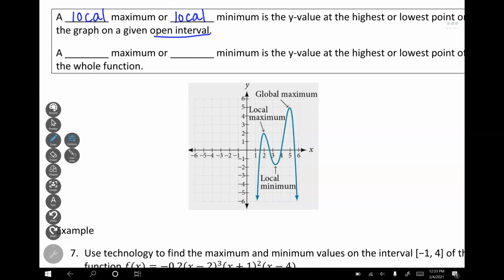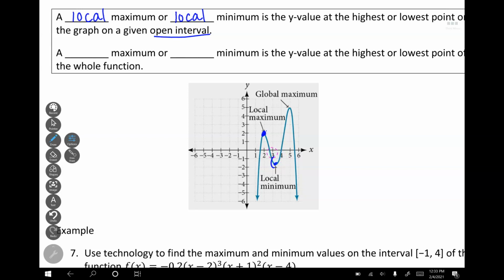So if you look at the graph here, this is considered a local maximum because on this interval, it is the highest point. If you just look at that interval, it's the highest point. So really it's any turning point that is a maximum. That would be a local maximum. And then any turning point that produces a minimum is a local minimum.